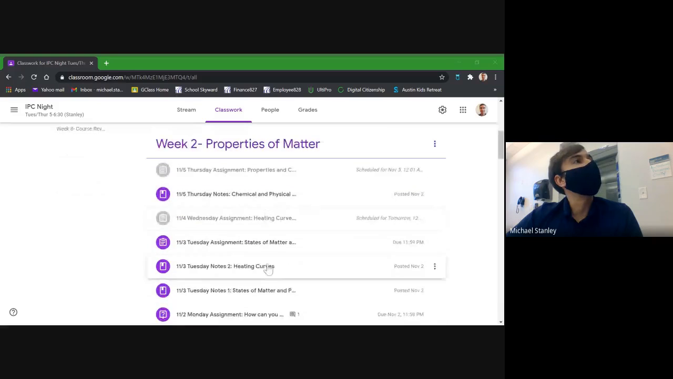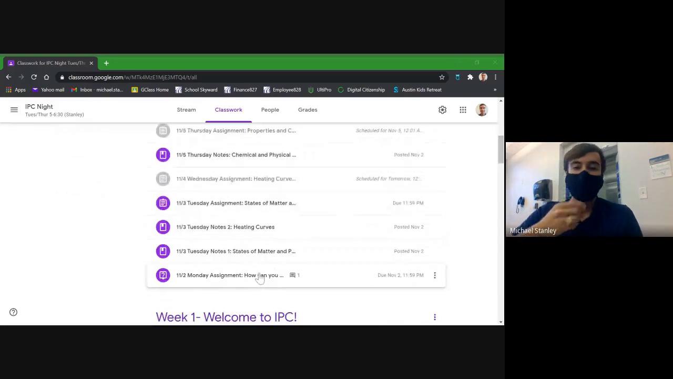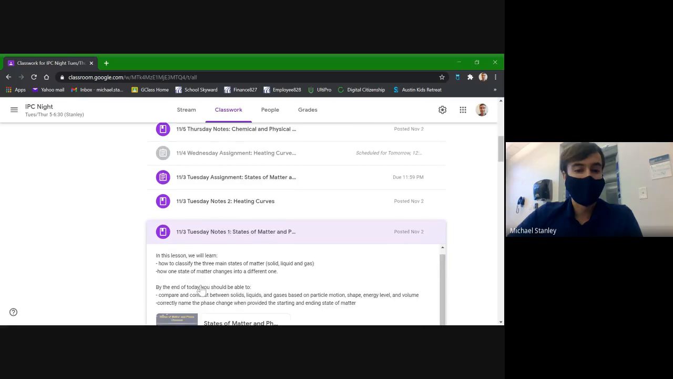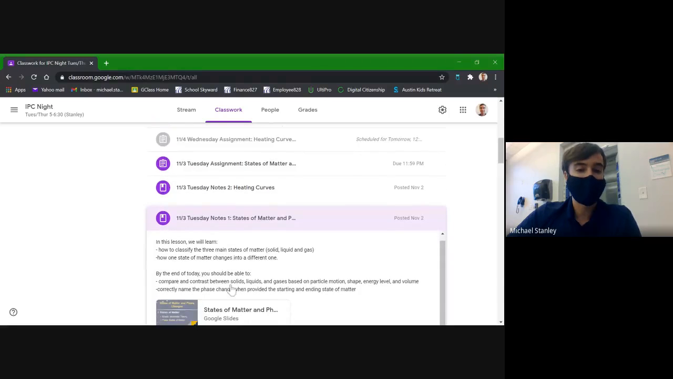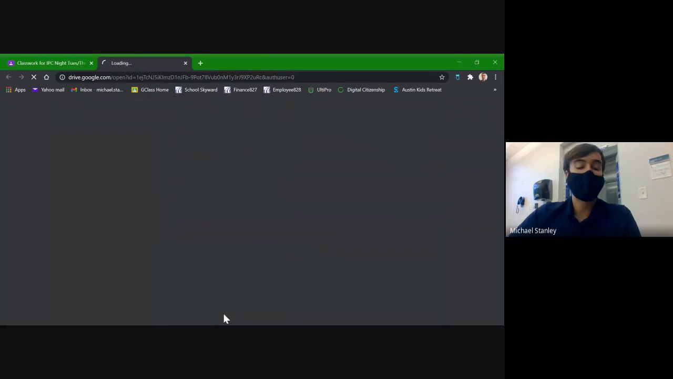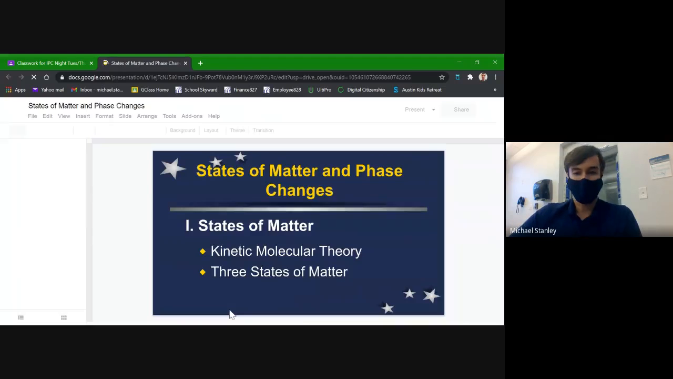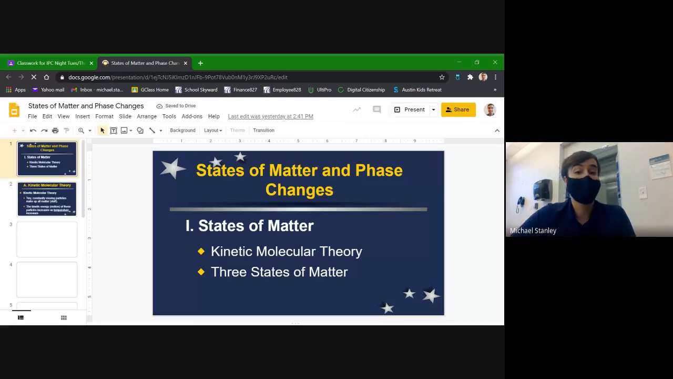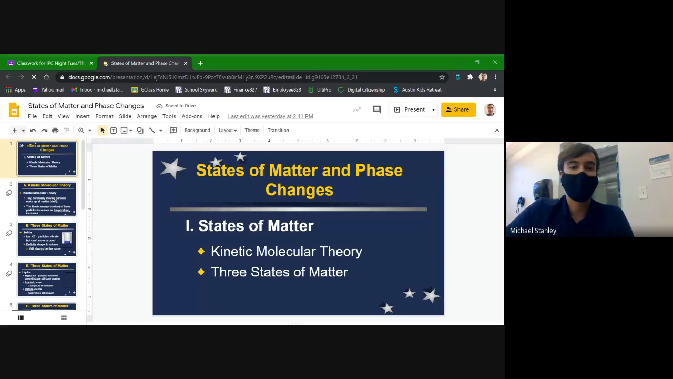So we're into week 2 this week. A lot of you guys already are experts at how to get attendance, which was that first question on Monday. Today, we're jumping into the different states of matter, the solids, liquids, and gases, and the differences in between them, and how we change from one to the other.